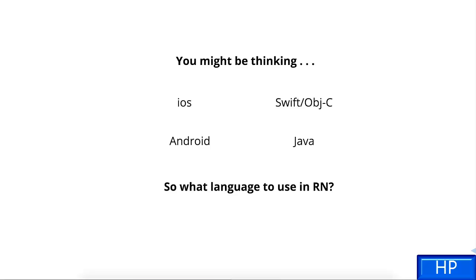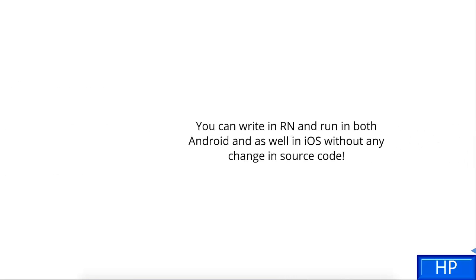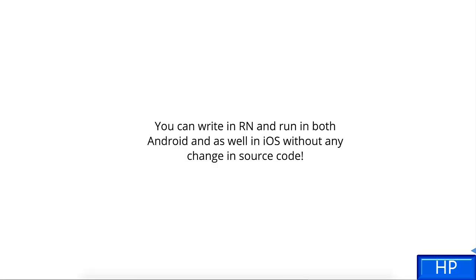So the next valid question is, what language should I use in React Native? To that question, the simple answer is JavaScript. And if you're scratching your head, only JavaScript? Yes, again I'm going to repeat the answer. It's JavaScript. So now we can define React Native in a more understandable way: you write in React Native using JavaScript, and the resulting application is going to run on both Android and iOS without any change in the source code. And that is the whole benefit that React Native gives to mobile developers.